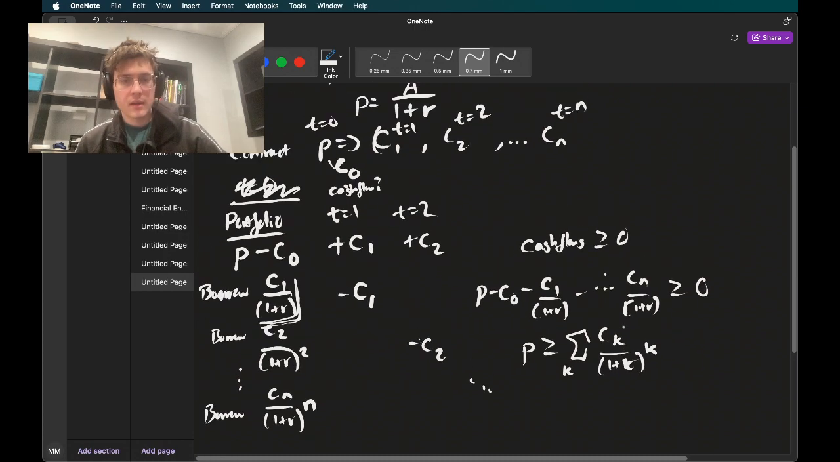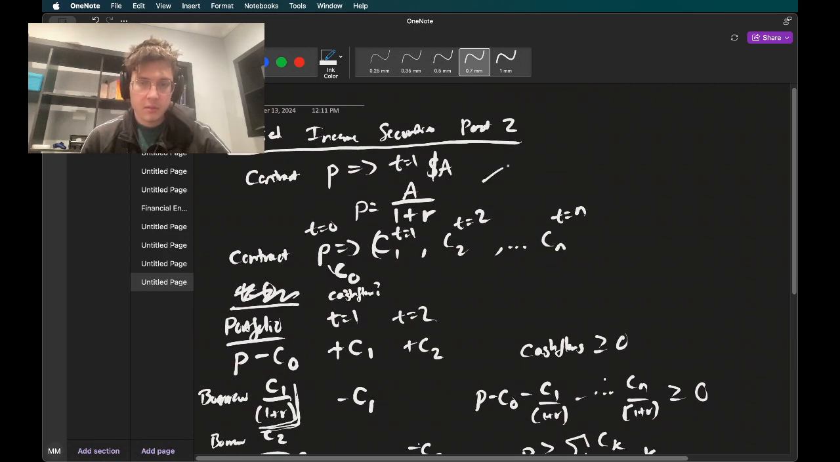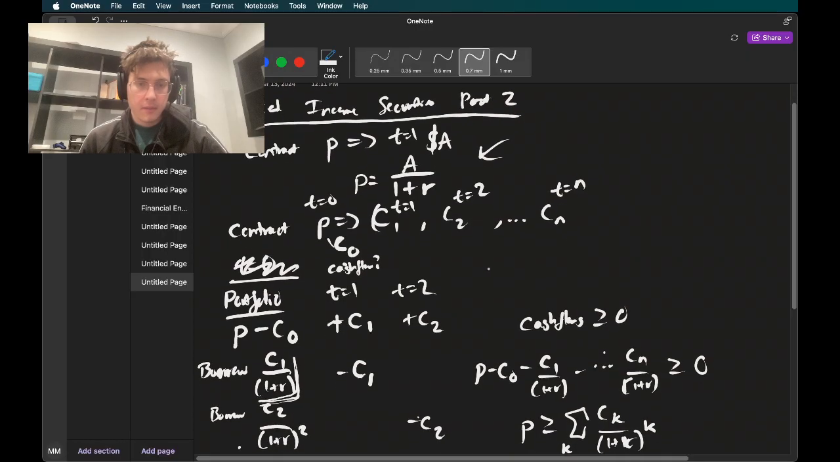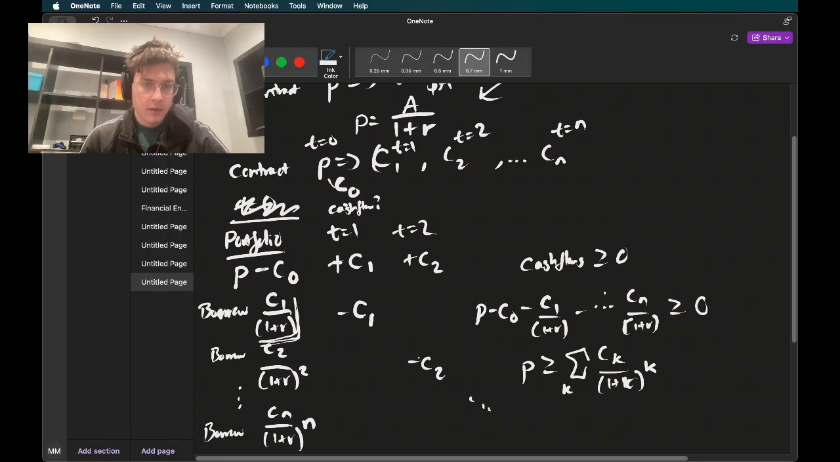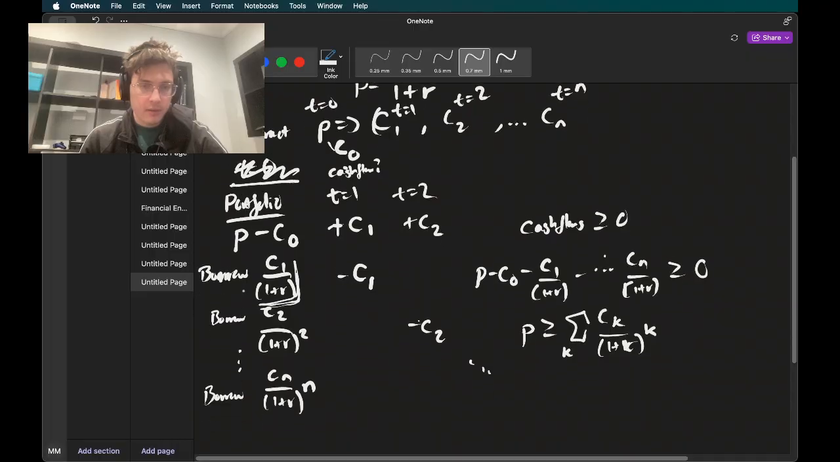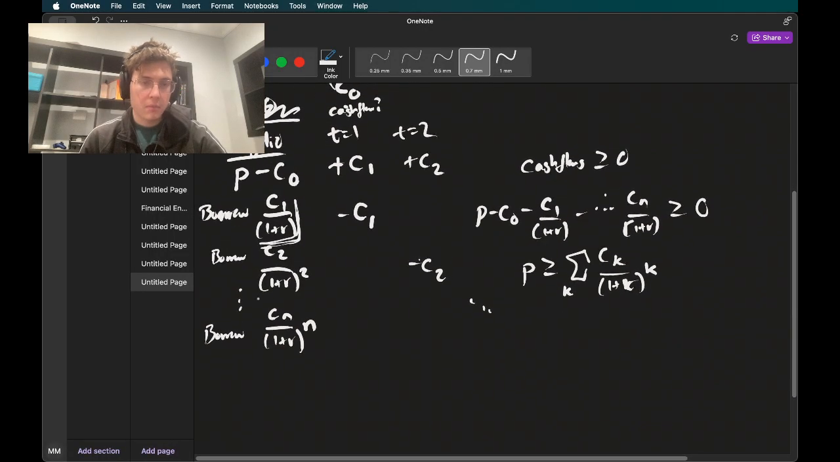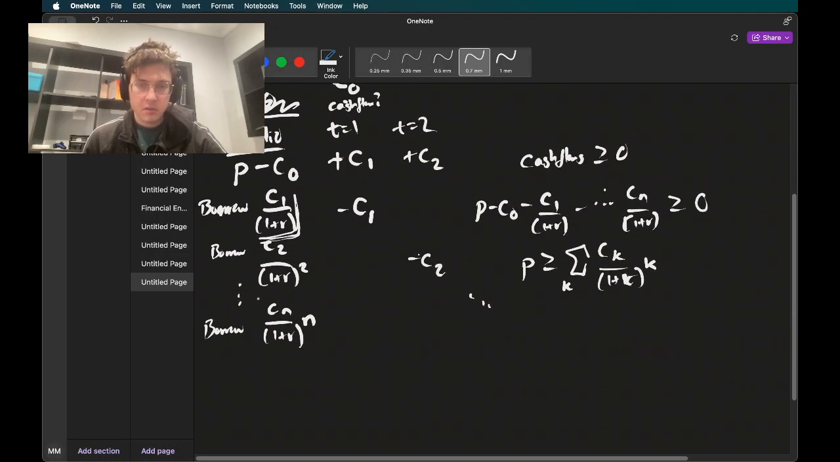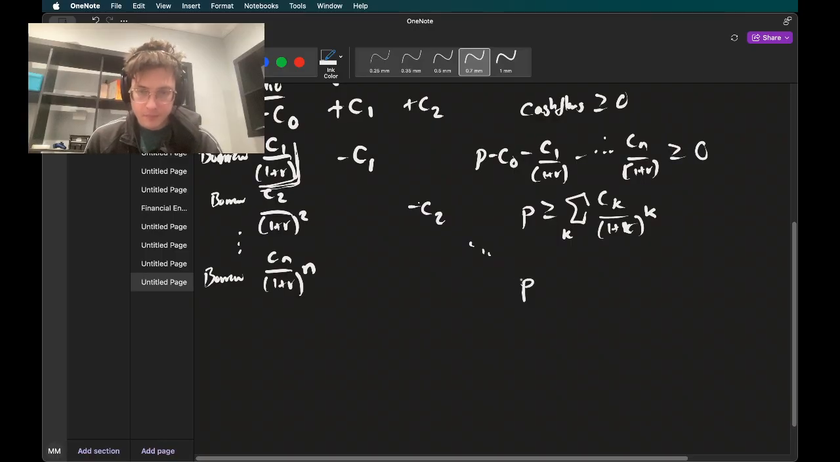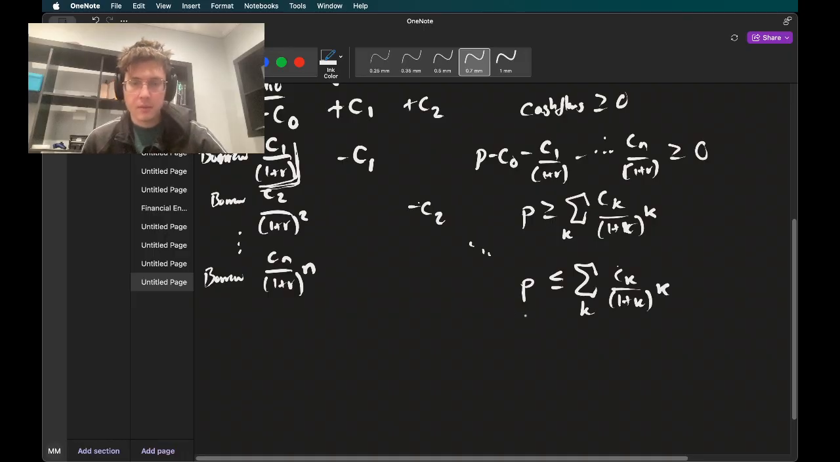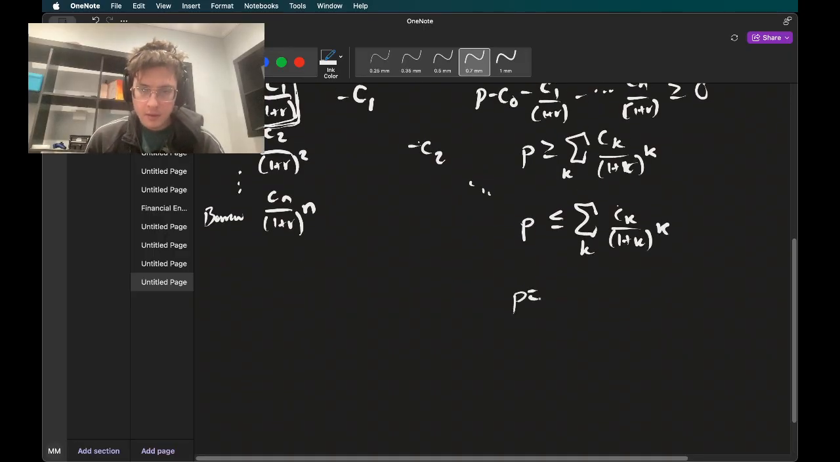Okay, so then again, we're going to use the same logic that we used in the previous lecture, where instead we're going to now sell the contract and lend. And this assumes that we can both borrow and lend using the same interest rate. We get an upper bound on the price of the contract, and it's the exact same thing. Therefore, we can conclude that the price of the contract is equal to this thing.